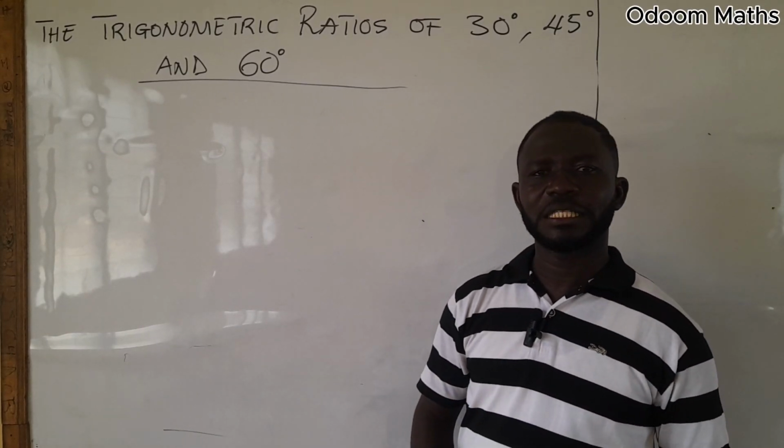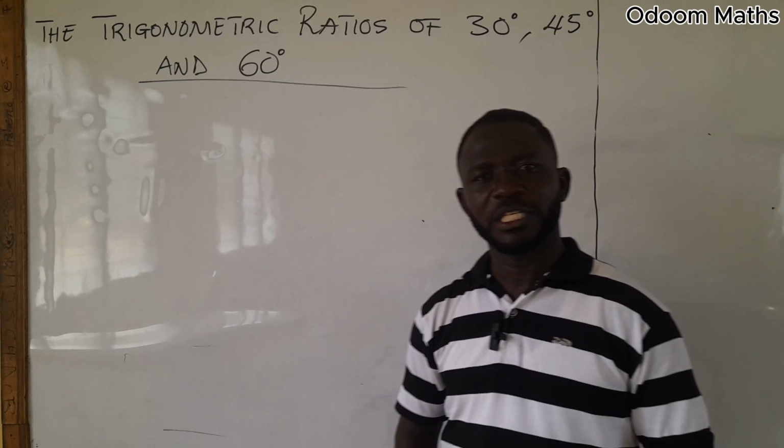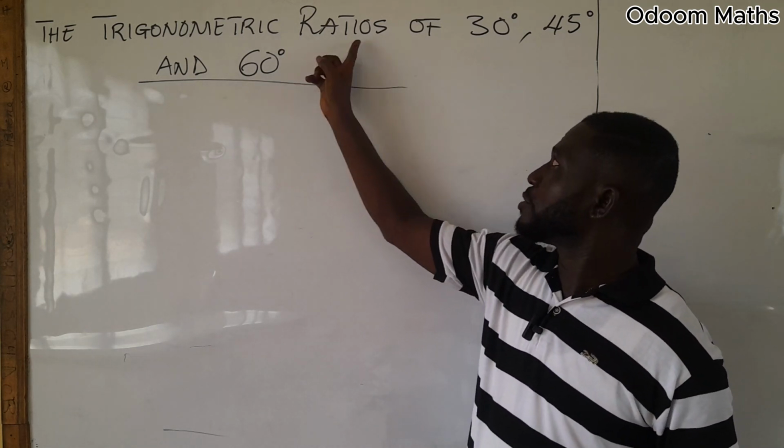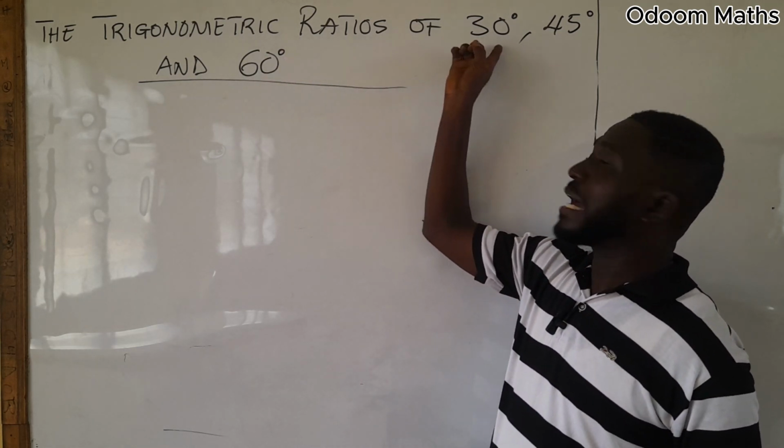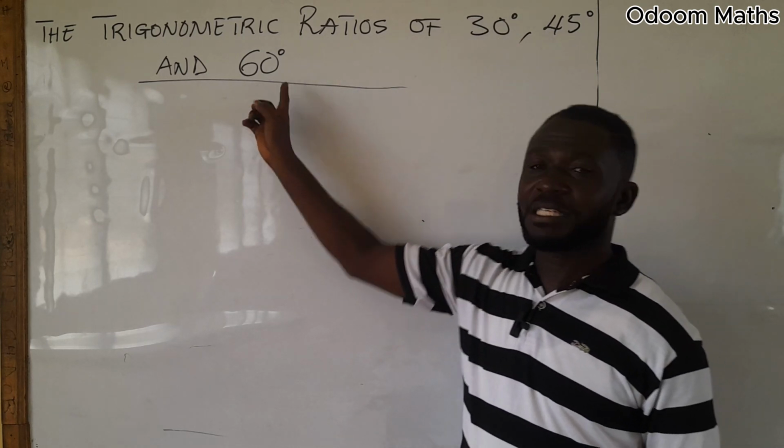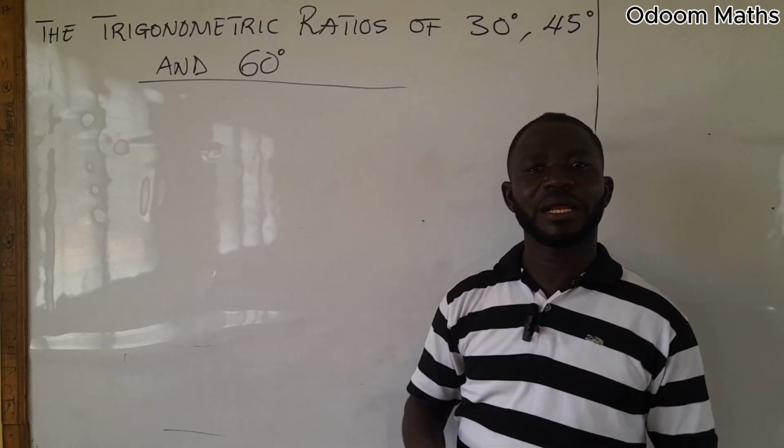Today I want us to look at a topic under trigonometry, which is the trig ratios, or the trigonometric ratios, of angles 30, 45 and 60 degrees. So we are going to take them one after the other.